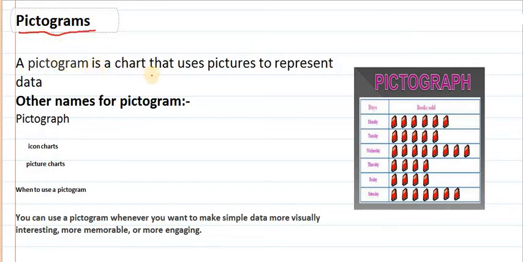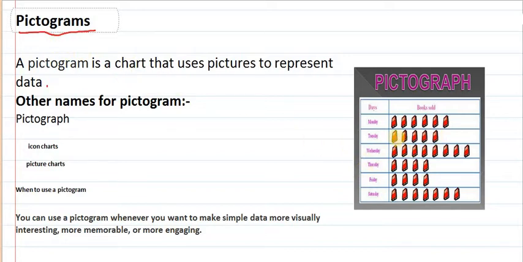Today we are going to do another important part of handling data, which is called pictogram. A pictogram is a chart that uses pictures to represent the data. If you remember, in our previous lesson we discussed different types of data like bar charts and tally tables. In that, we were not using pictures. Instead, we were using tally or numbers to represent the data. But the idea of a pictogram is a really interesting idea.